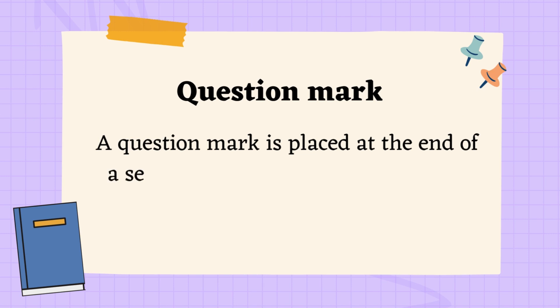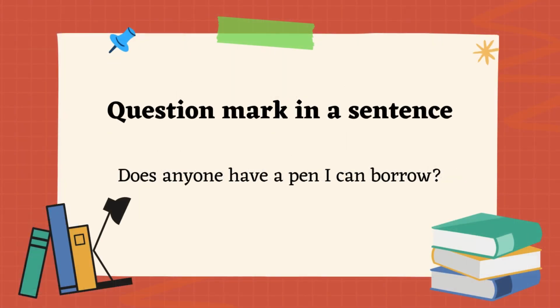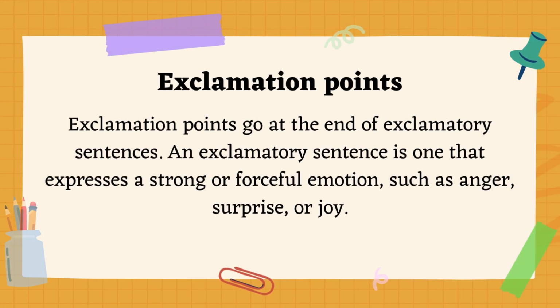A question mark is placed at the end of a sentence, which is a direct question. Exclamation points go at the end of exclamatory sentences. An exclamatory sentence is one that expresses a strong or forceful emotion, such as anger, surprise, or joy.